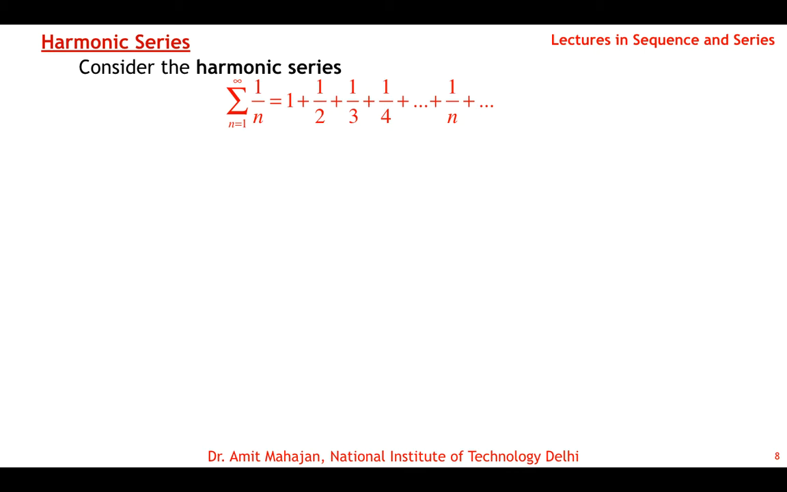Now there is one very important series, the harmonic series, which is the series 1 by n, for n equal to 1 to infinity, which can be written as 1 plus half plus 1 by 3 plus 1 by 4 plus so on, plus 1 by n plus so on. This is a very well known series, and it's a divergent series, and it diverges very slowly.